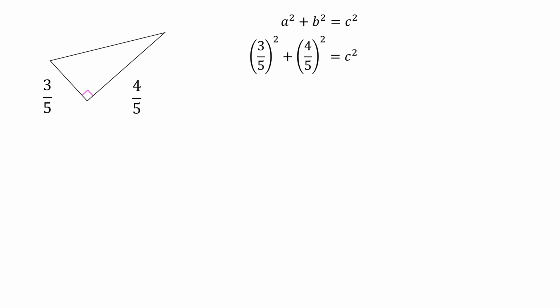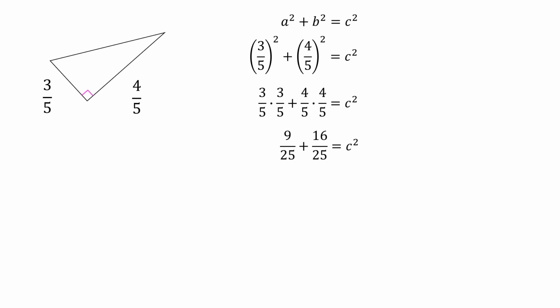All right, so 3/5 squared. Well, I know 3 times 3 makes 9. 5 times 5 makes 25. Same process on the 4/5 squared, right? 4 times 4 is 16. 5 times 5 is 25.